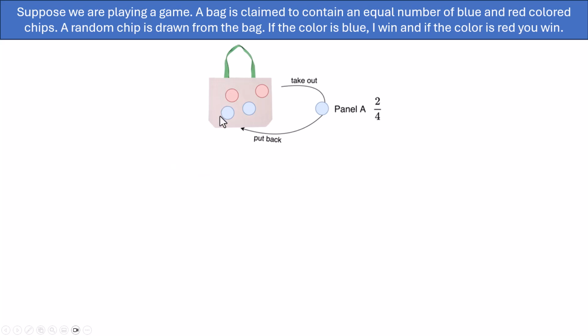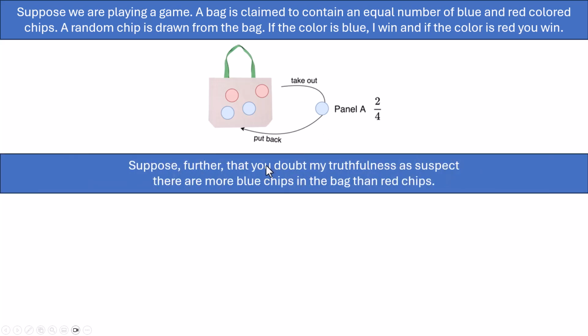So there are claimed to be an equal number of blue and red chips in this bag. I'm going to be taking one out. Let's say there were 4 in the bag. That would be 2 blue and 2 red. Then there would be a 2 out of 4 chance that I get either blue or red.